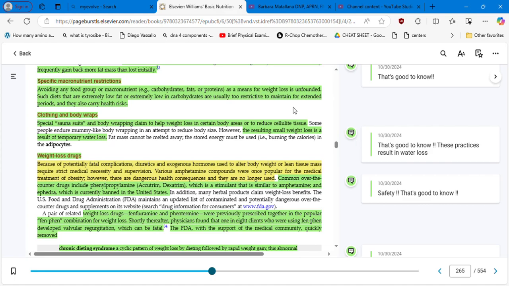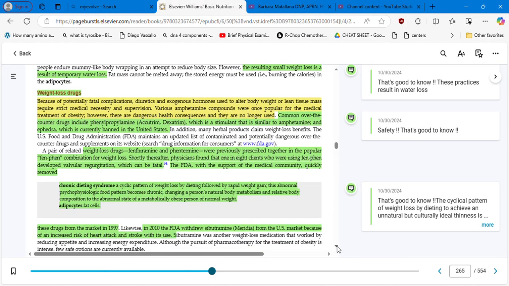Brain function. Now, clothing and body wraps. Special sauna suits and body wrapping claim to help weight loss in certain body areas or to reduce cellulite tissues. We've seen it every day. Most of our friends, at least one, is engaged in these body wraps, right? The resulting small weight loss is a result of temporary water loss. And you have to remember that our body is 75 to 80 or maybe 85% water. And that water has electrolytes. So if you are losing water, you are losing electrolytes, which is very dangerous.